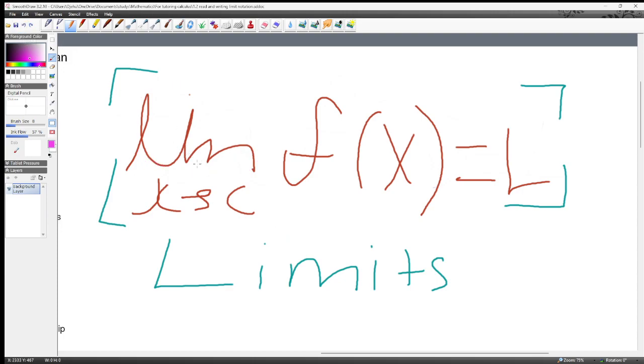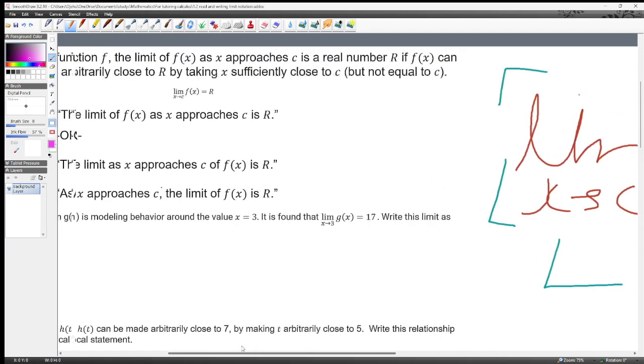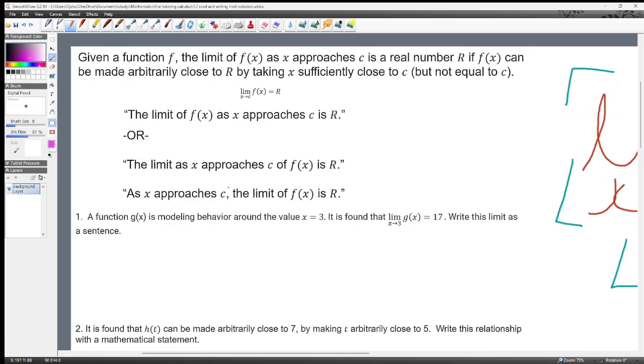So this is written or said, it can be read differently by each person. I read it as the limit of x approaches c from the function of x equals L. L is the limit. Some people use, for example, here we have the AP College Board version of it. Here we have different ways of saying that.